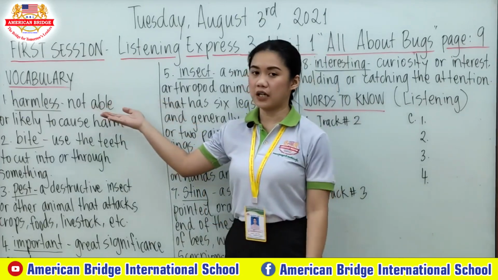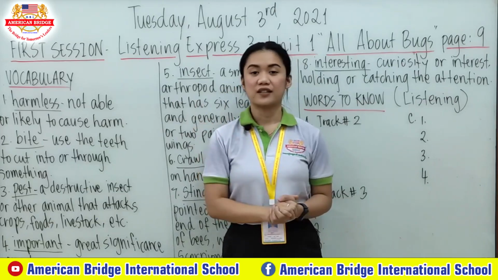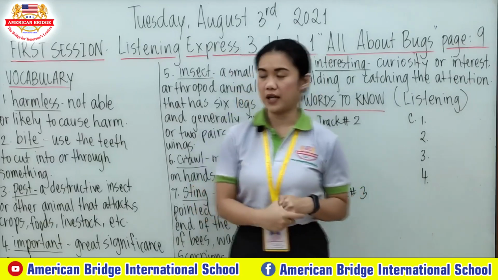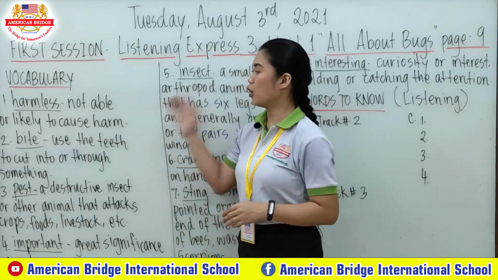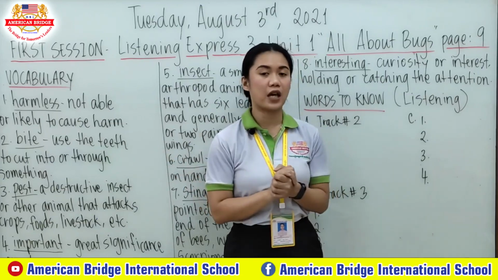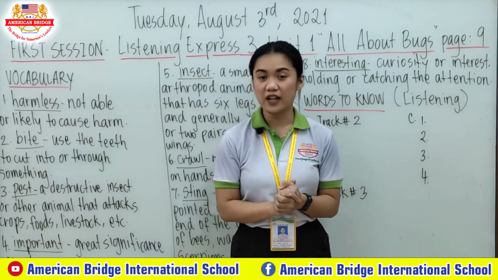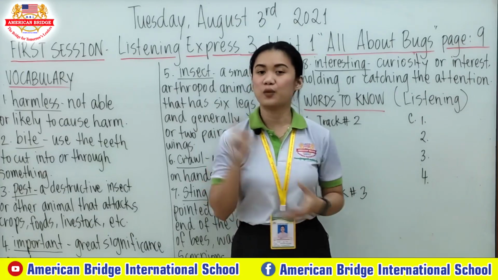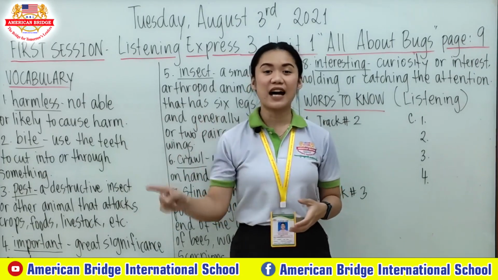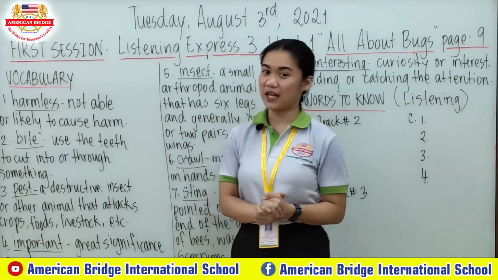Here's our first vocabulary word, harmless. What is harmless, everyone, based on your understanding? You can comment down below for the meaning or your understanding of harmless. Harmless is not able or likely to cause harm. For example, I have a puppy and that puppy is harmless. But you are afraid of a puppy, or let's say a dog. Do you believe me if I say don't worry, you can touch my puppy, it's harmless? Meaning that dog or puppy can't bite. So that is the meaning of harmless.